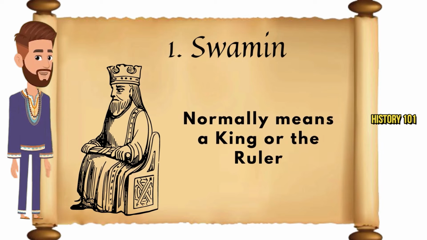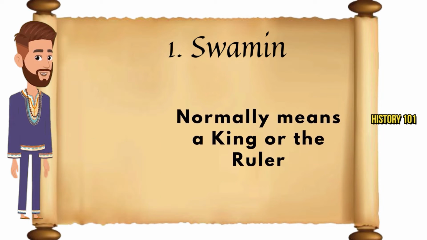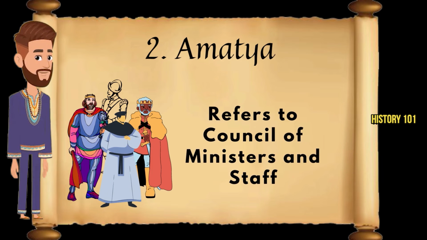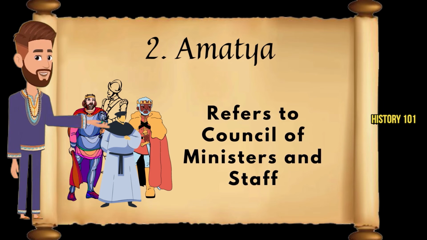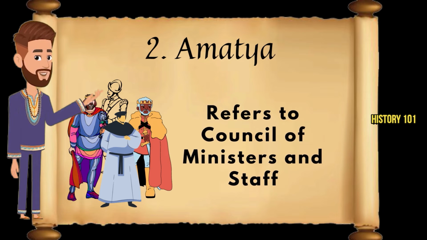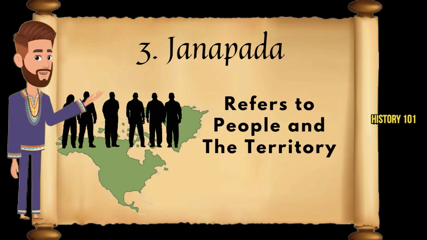Swami, according to Kautilya, was a king who could issue royal rescripts and maintain ancient rules and customs. Amatya refers to the council of ministers as well as the supporting officials and subordinate staff of the king. There were 18 posts for the council of ministers and 27 high-ranking superintendent officers mentioned in the Arthashastra. Janapada refers to the territory and people of the state.